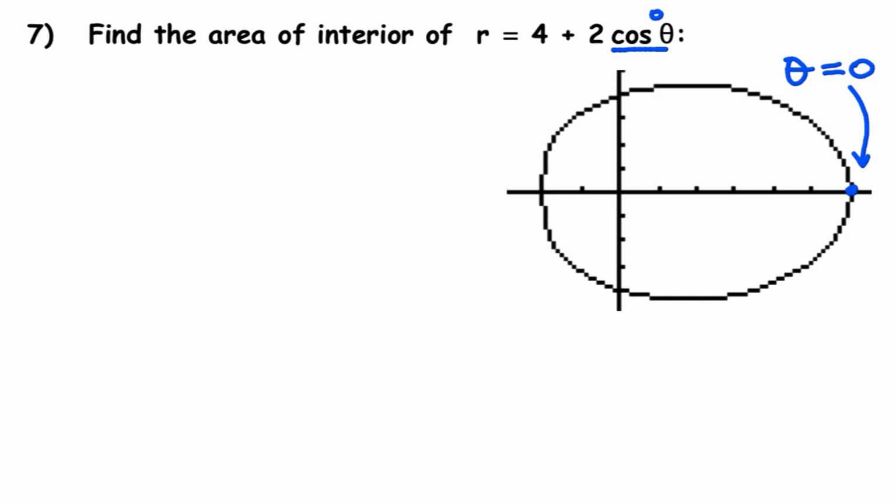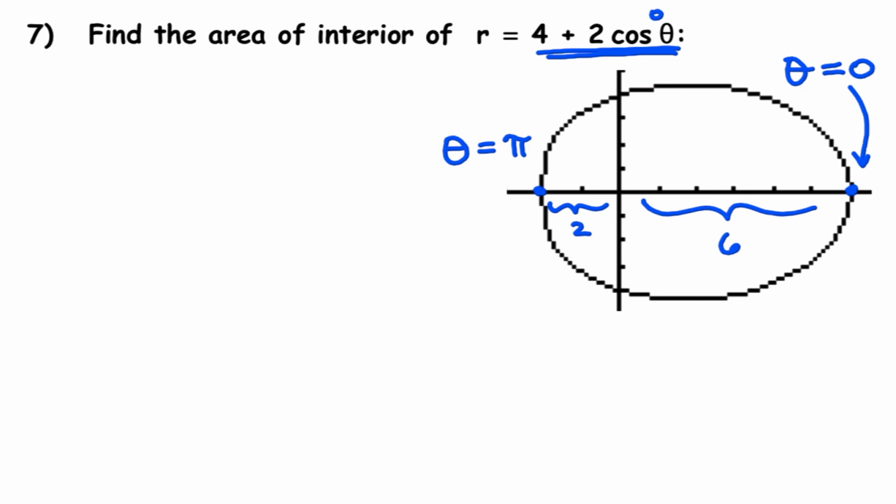Again, cosine of 0 is 1. This would be 4 plus 2 times 1, that's 6. You can see that that works. So yeah, that is where theta equals 0. And then over here, theta is going to be pi. We can verify that as well because the cosine of pi would be -1. So you'd have 4 minus 2. It would still be 2, and the radius is 2 right there, as you can see.